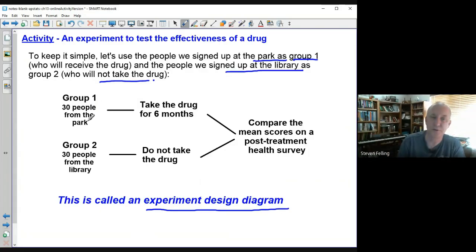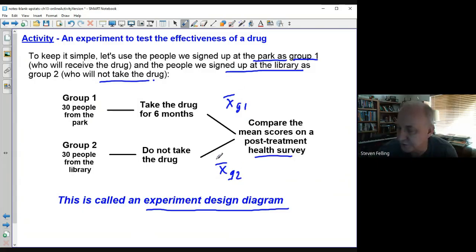So we've got these 30 people from the park that we're going to call group 1 now. We've got these 30 people from the library that we're going to call group 2. And then we're going to have group 1 take the drug for 6 months. Group 2 is not going to take the drug. And then at the end, we're going to find the mean of the health scores of the group 1 people on the health survey, and the mean of group 2. And we're going to compare those 2 to see if this mean is higher. All right, so that's the structure.